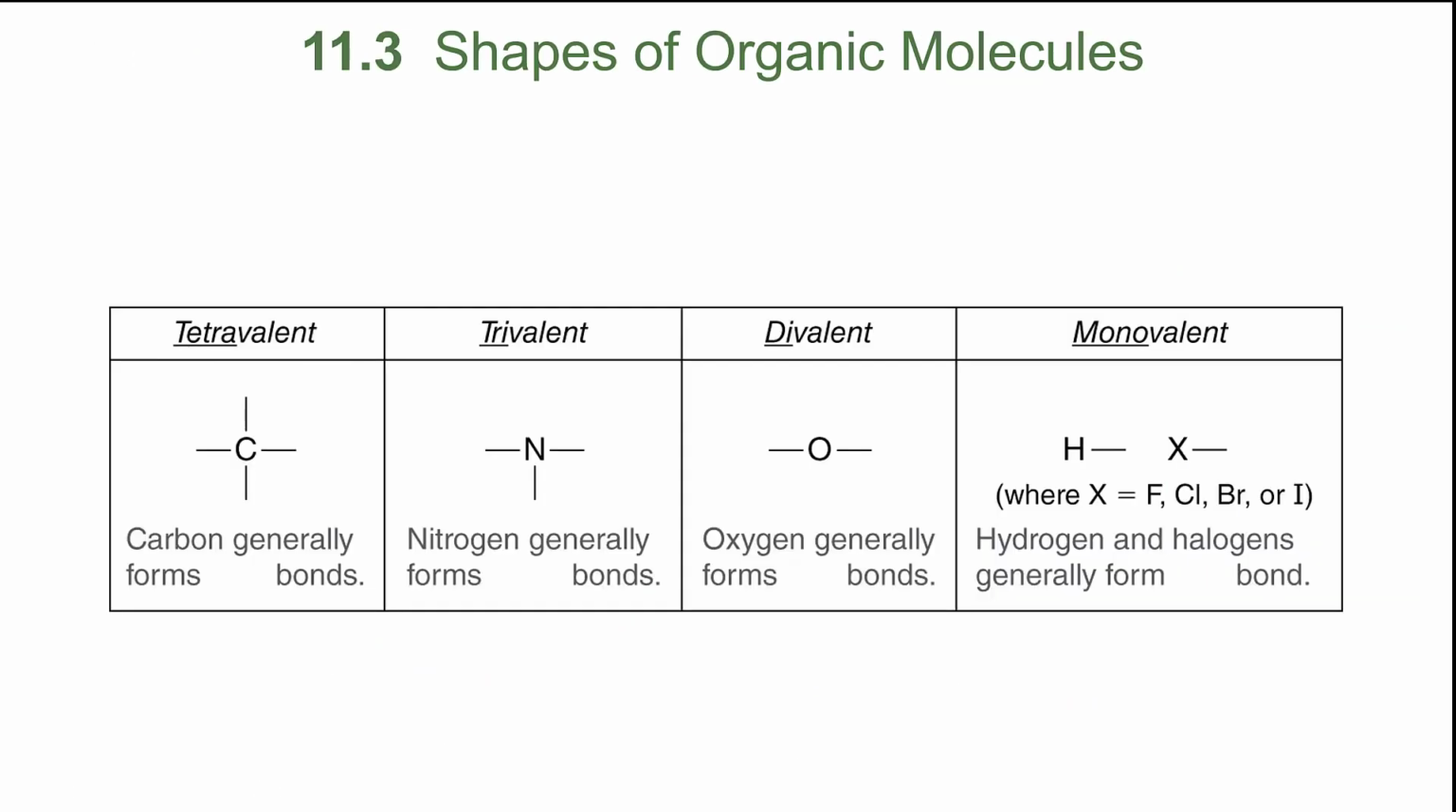Carbons generally form 4 bonds. That means it's tetravalent. Something that is trivalent forms 3 bonds. If it's divalent, it forms 2 bonds, and the halogens are monovalent, as is hydrogen, that forms 1 bond.